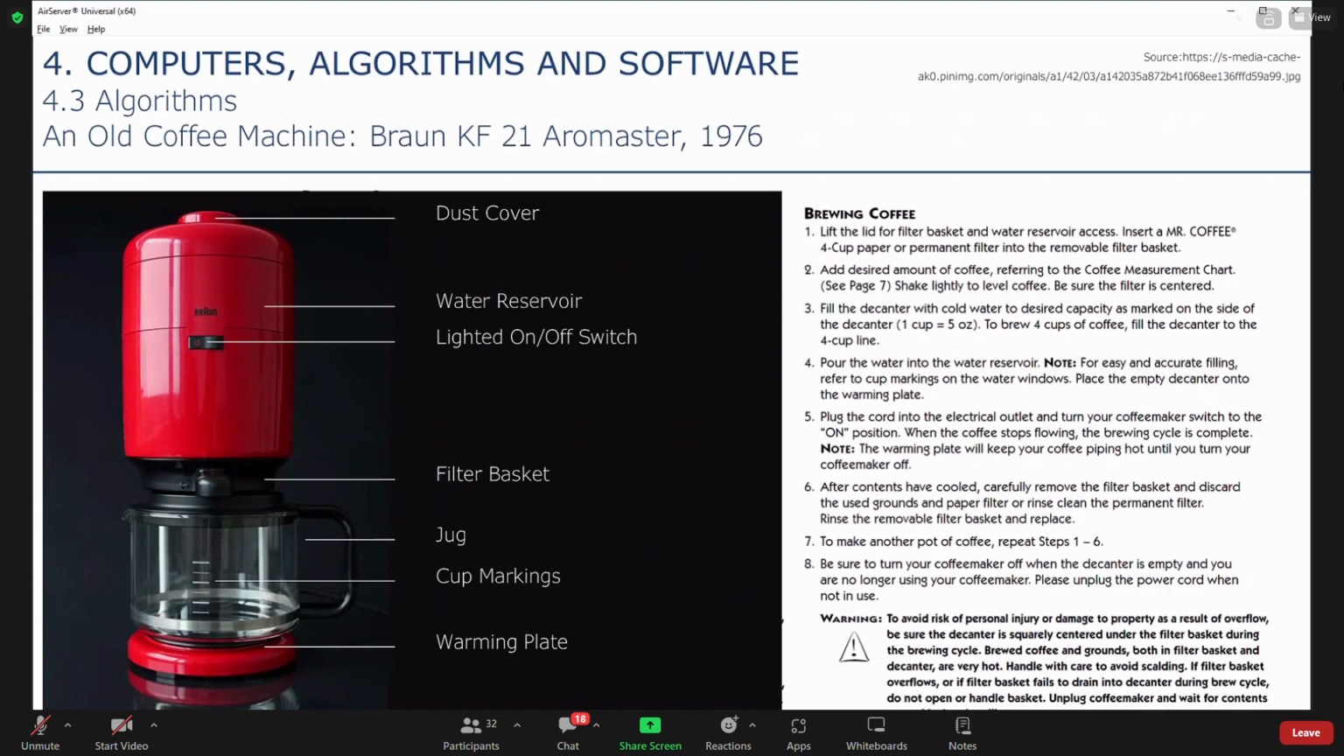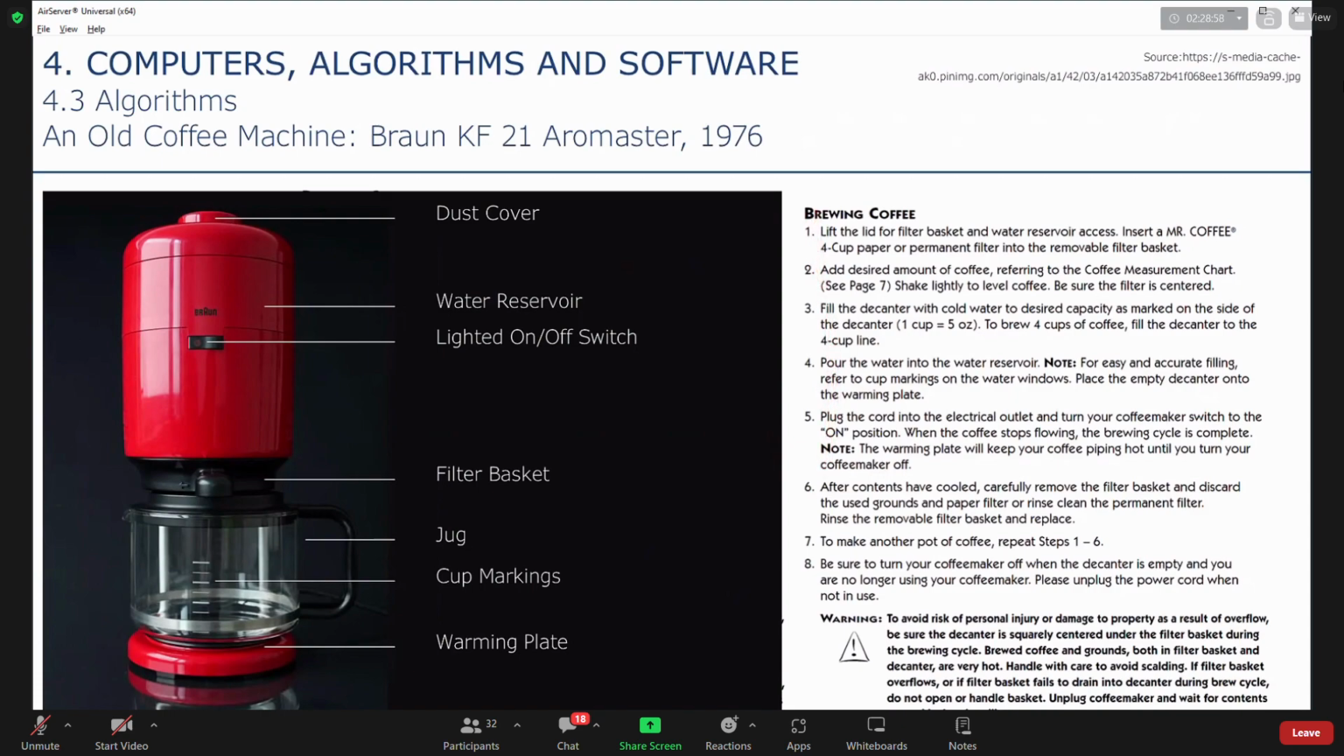And on the right, you're seeing: lift the lid for the filter basket and water reservoir access, insert a 4-cup paper or permanent filter into the removable filter basket, then add the desired amount of coffee, referring to the coffee measurement chart, fill the decanter with cold water, pour the water in the water reservoir, plug the cord into the electric outlet, and turn on. So theoretically, you can even plug into the electrical outlet before you're filling with some water. But the manufacturer is describing it like that.